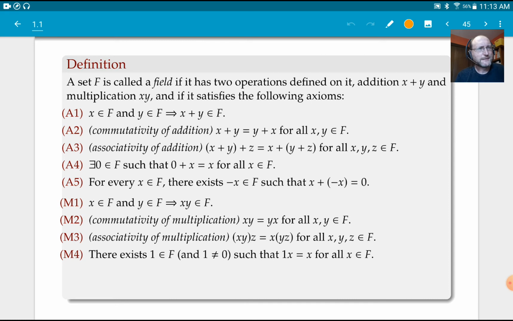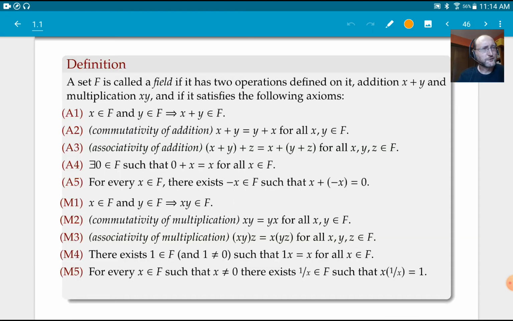Not everybody's definition of a field includes 1 not equal to 0. But for us, we'll mainly be focused on one field, and in our field it's not equal to 0, and it's really only a technicality anyway. Let's not worry about it. We're not algebraists, but basically there is a 1 such that 1 times x is x.